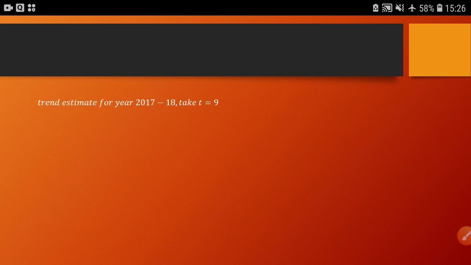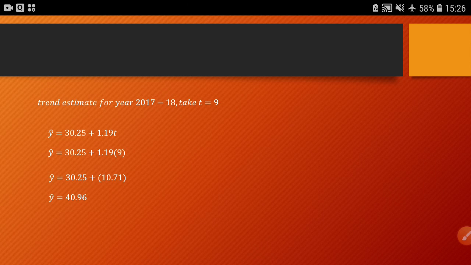Now to find the trend estimate for the year 17-18. As I told you, for 16-17, if it is 8, then for 17-18 it will be 9. So your Y cap is 30.25 plus 1.19 T. If you multiply 9 with 1.19, it's 10.71 plus 30.25. Y cap is 40.96.